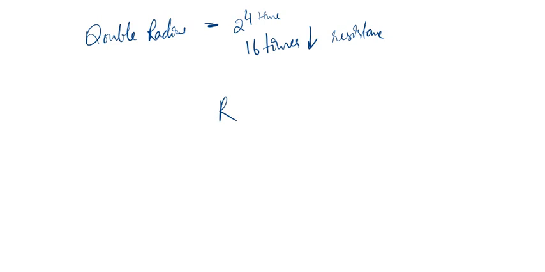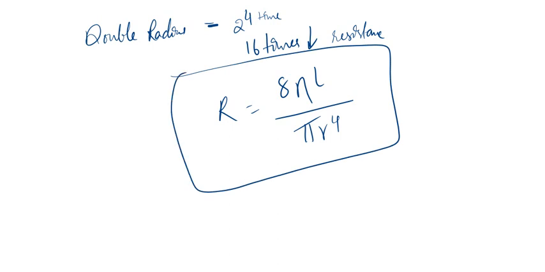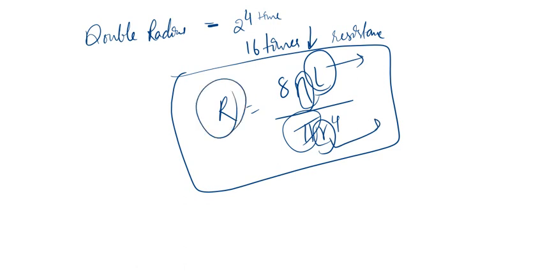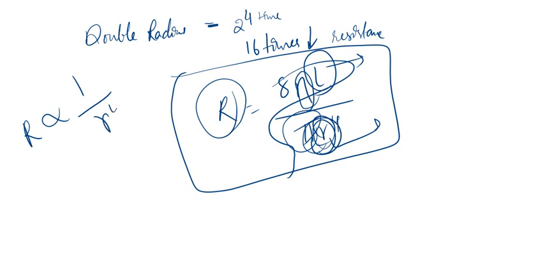Resistance is equal to 8ηL by πr to the power of 4. This is the formula for calculating the resistance in a vessel, guys. This η is the viscosity of the blood, L is the length of the vessel, π is the pi value 22 by 7, r is the radius of the vessel, and R is the resistance. So leave all these factors, and you only consider the radius of the vessel. So the resistance offered by a vessel is inversely proportional to the radius to the power of 4.